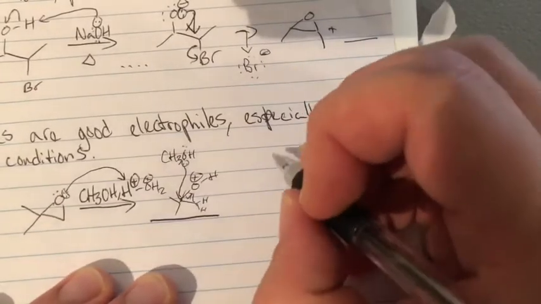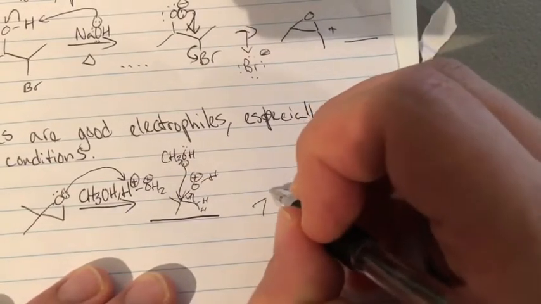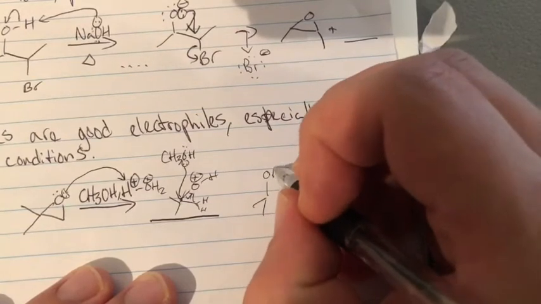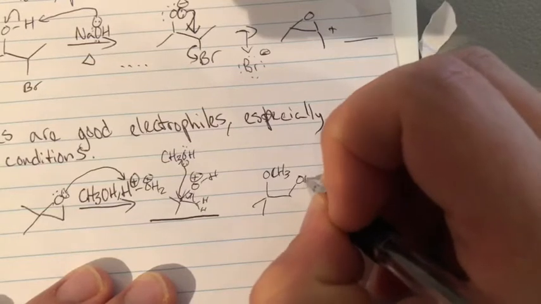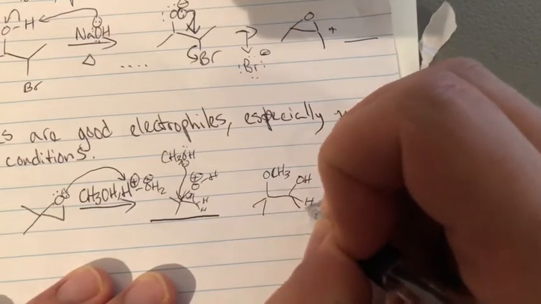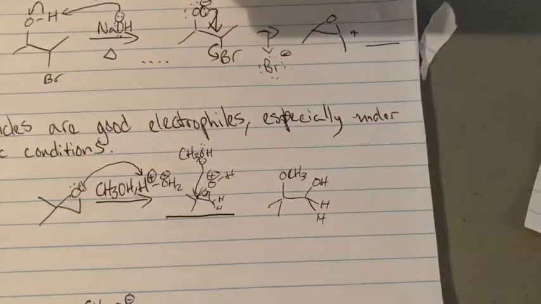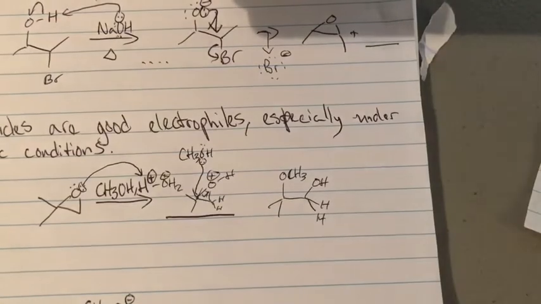And then you're going to form this methoxy group, okay, so methoxy here and hydroxyl here.